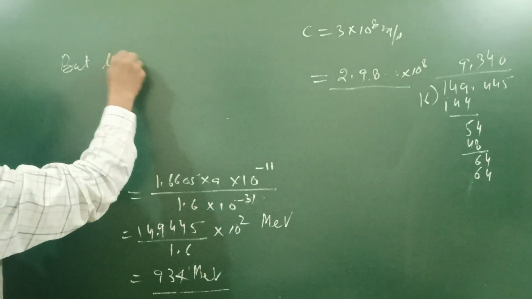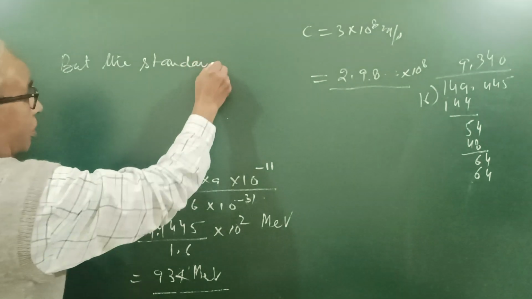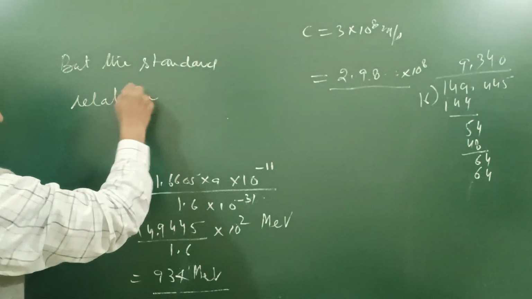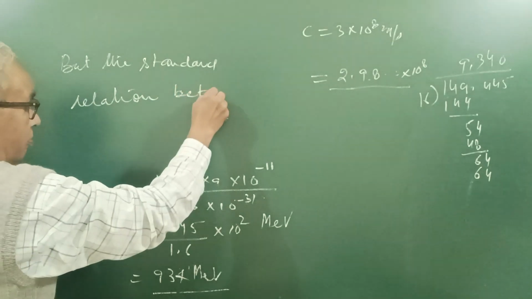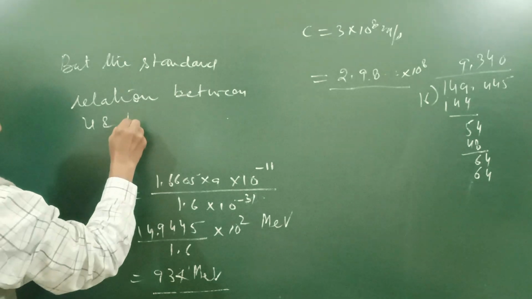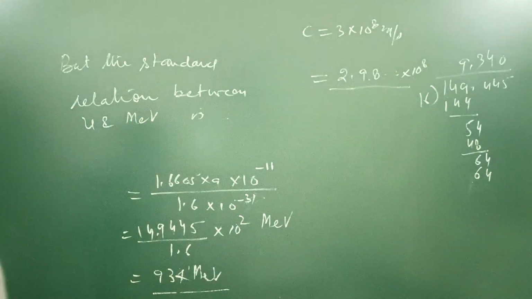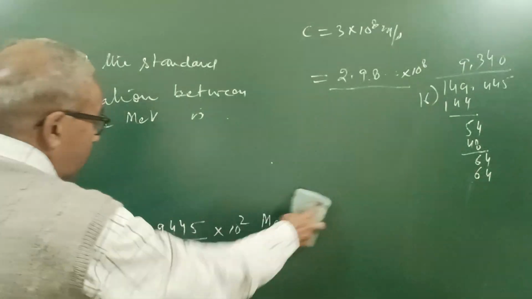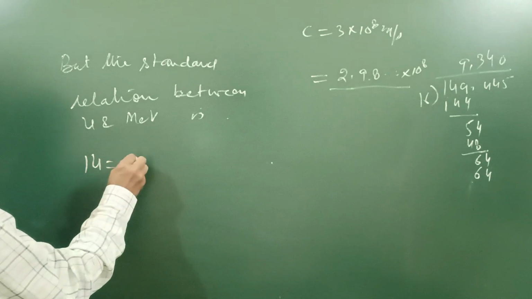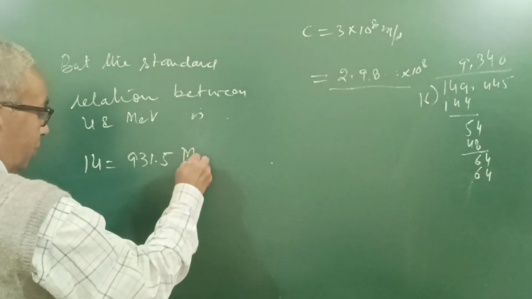the standard relation between U and MeV is, it is actually, 1 U is equal to 931.5 MeV.